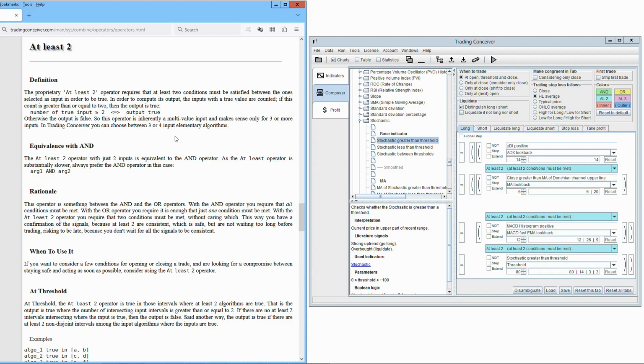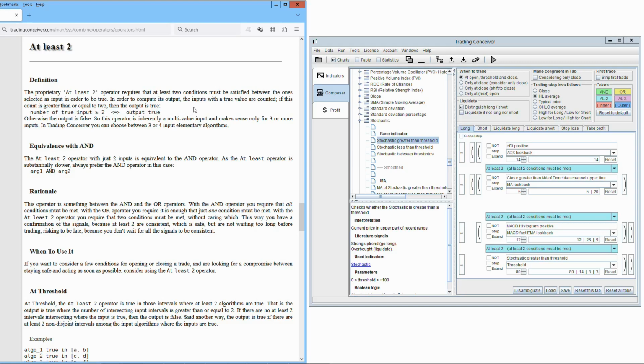The proprietary at-least-2 operator requires that at least two conditions must be satisfied among the ones selected as input in order to be true. In order to compute its output, the inputs with a true value are counted. If this count is greater than or equal to 2, then the output is true. So the number of true inputs is greater than or equal to 2 if and only if the output is true. Otherwise the output is false.